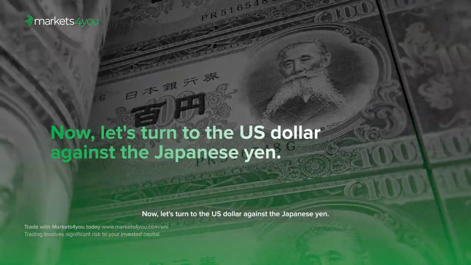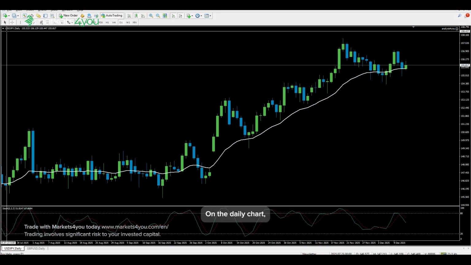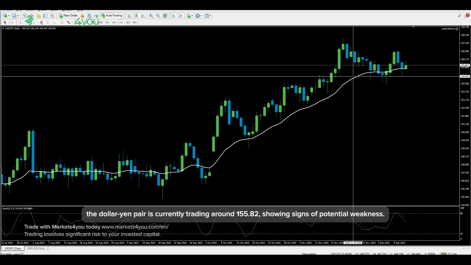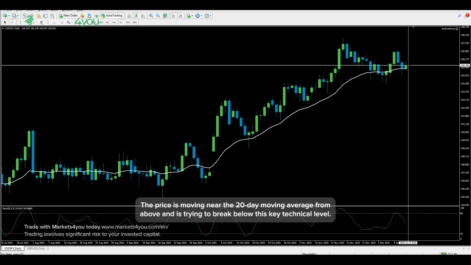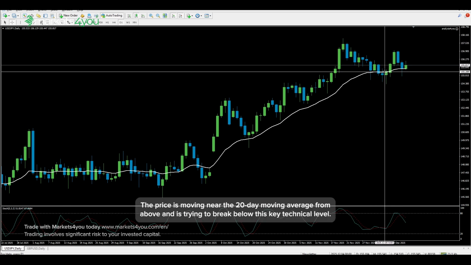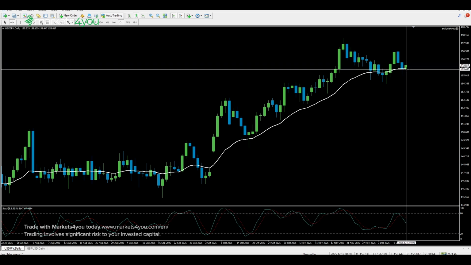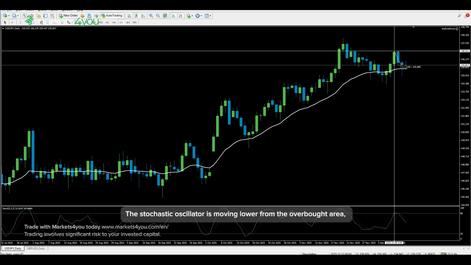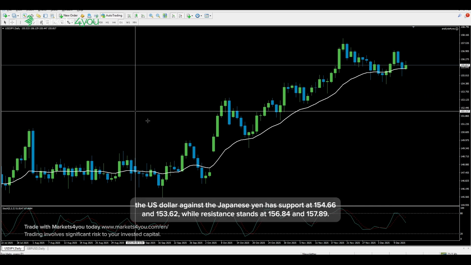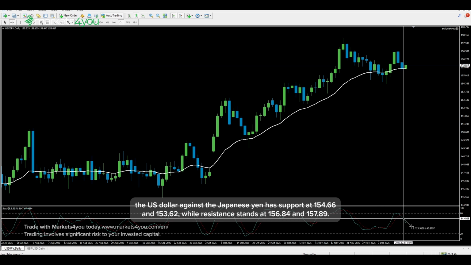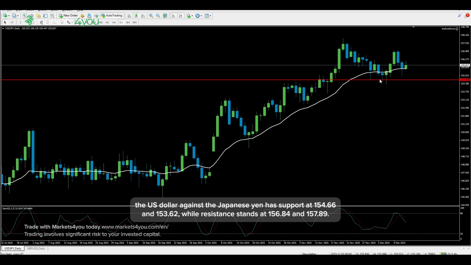Now, let's turn to the US dollar against the Japanese yen. On the daily chart, the dollar-yen pair is currently trading around 155.82, showing signs of potential weakness. The price is moving near the 20-day moving average from above and is trying to break below this key technical level. The stochastic oscillator is moving lower from the overbought area, suggesting the bullish momentum is fading and bears are gaining control. Looking at key levels, the US dollar against the Japanese yen has support at 154.66 and 153.62, while resistance stands at 156.84 and 157.89.